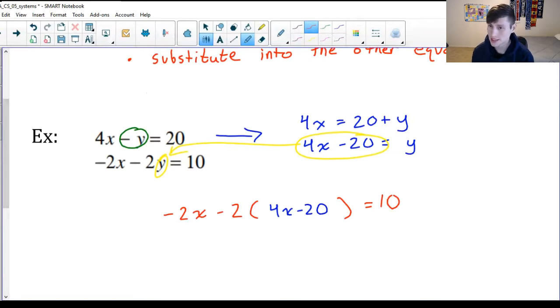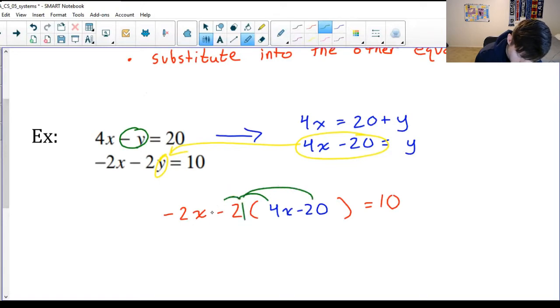From here, it's just pretty basic solving. All right, we're going to distribute. Don't forget to distribute the entire -2, not just the 2 itself. So negative 2x minus 8x, -2 times -20 plus 40 equals 10.